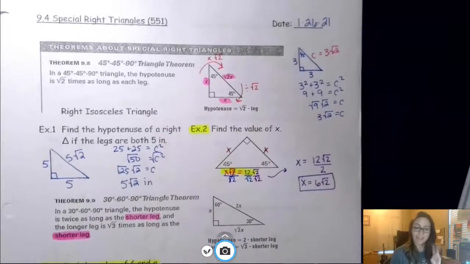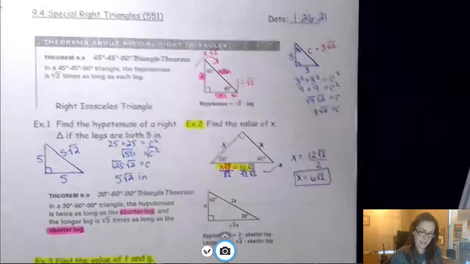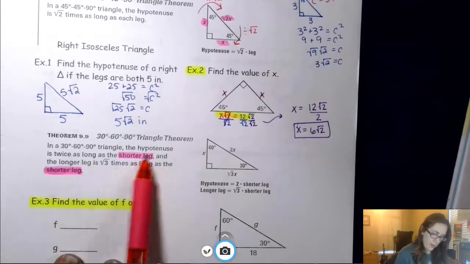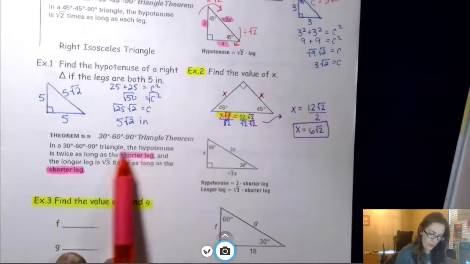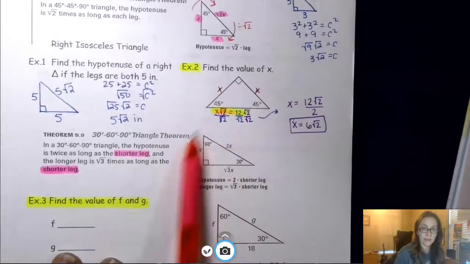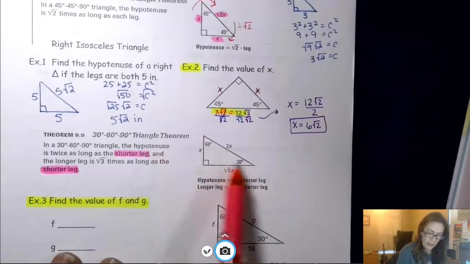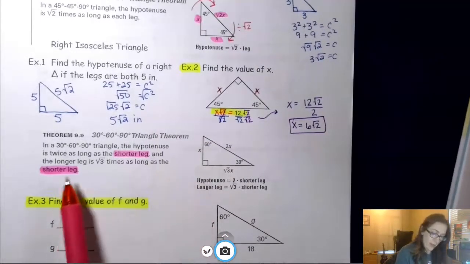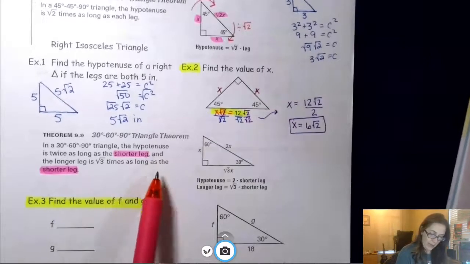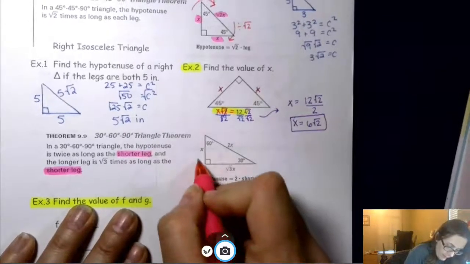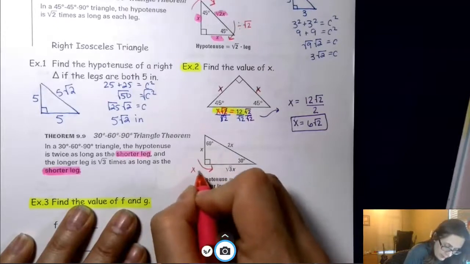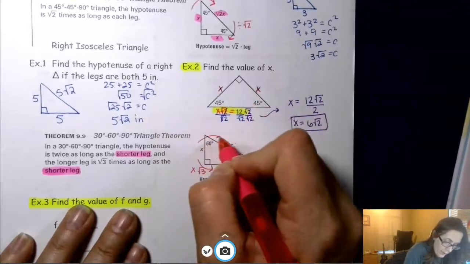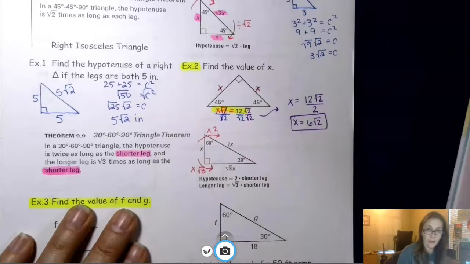Our second special right triangle is going to be our 30, 60, 90. So in our 30, 60, 90 here, the hypotenuse is twice as long as the shorter leg. Wherever the shorter leg is, because it's a 30, 60, 90, across from the 30 is always going to be your shorter leg. That's your x. The longer leg is root 3 times as long as that. So I multiply by root 3 to get the longer leg, or I multiply by 2 to get the hypotenuse.